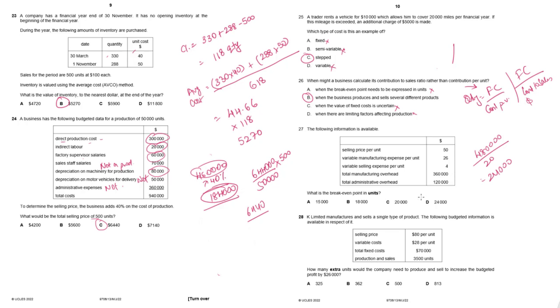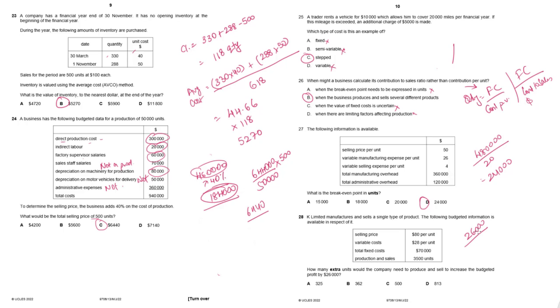So 27D. K Limited manufactures a single type of product. The following budgeted information is given: selling cost, variable cost, total fixed cost, production and sales quantity is given. How many extra units would the company need to produce and sell to increase the budgeted profit by 26,000? So whatever amount you need to increase your budgeted profit by, take that in the numerator and divide it by contribution per unit, because every unit you sell, you get some additional contribution.